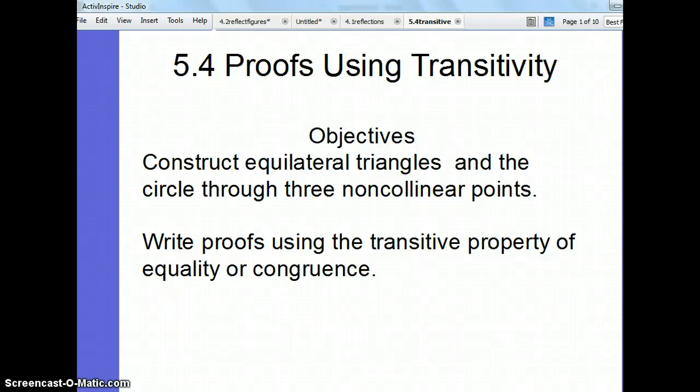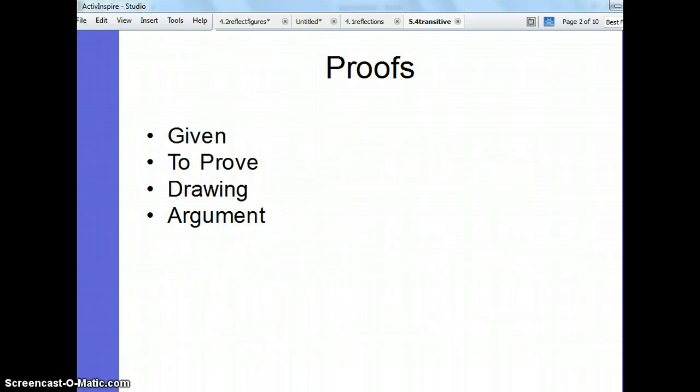Okay, this is section 5.4, proofs using the transitive property, or using transitivity. This is our first real chance of doing full-fledged proofs. When we do a proof, it has four basic parts to it: the given information, what we're trying to prove, the drawing, and then the argument.